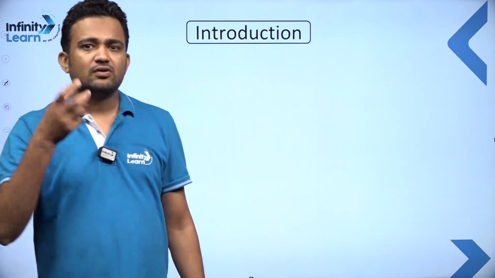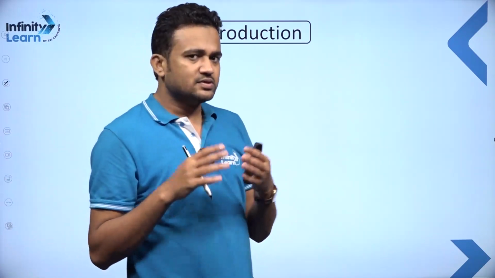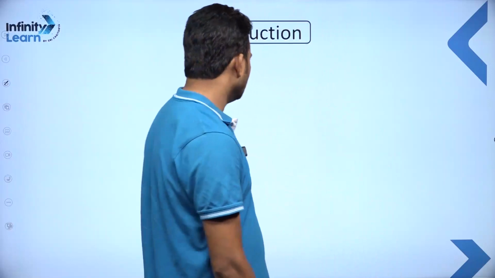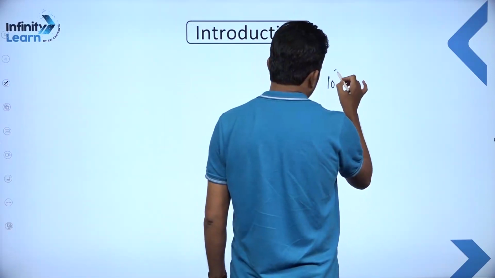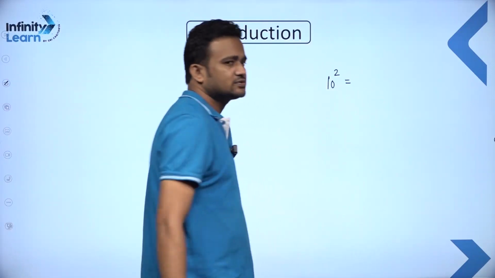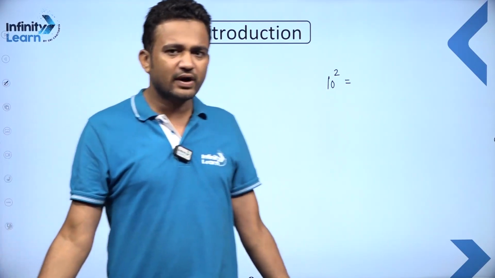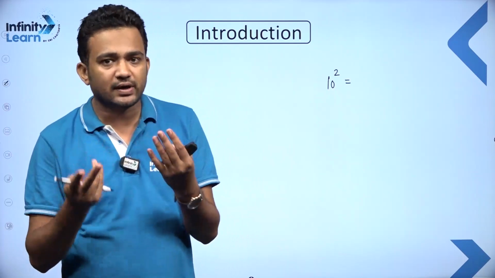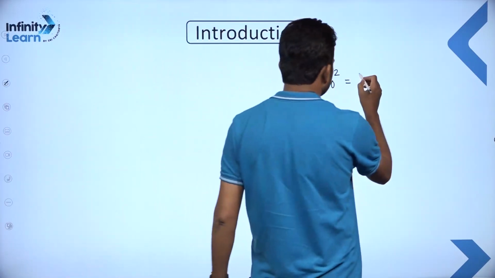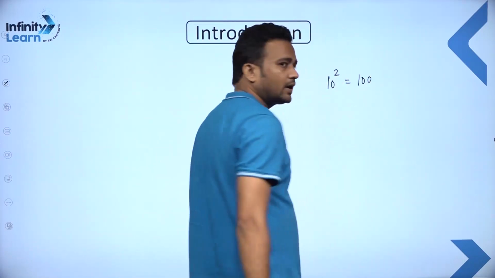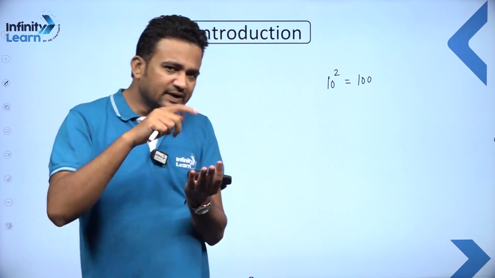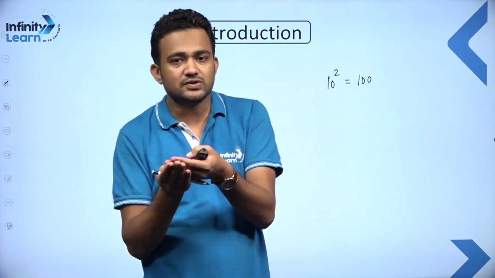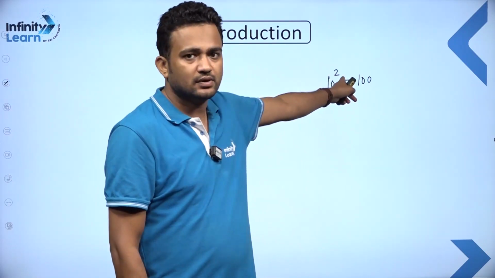In order to understand the concept of log, let us recall some concepts of exponents. If I ask what is the value of 10 square, your answer will be, sir, this is quite easy. 10 square is 10 into 10, means multiply 10 two times, that is 100. But if I ask, how many times should we multiply 10 to get 100? Then your answer is 2, that is our exponent.